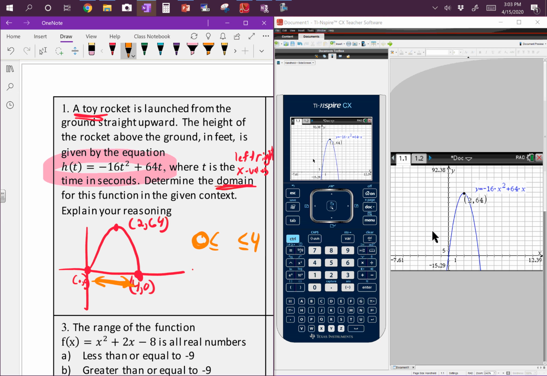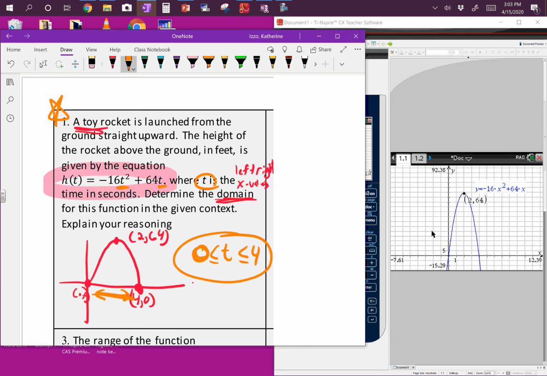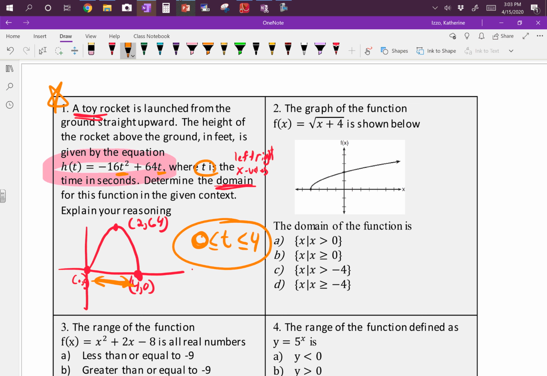Now, normally we would put x in there because that is what a domain is, but notice when we typed it into our equation on the calculator, it doesn't have x's in the equation, it has t's. So, this one is a super special trick question, one of my favorites. I actually like this guy.